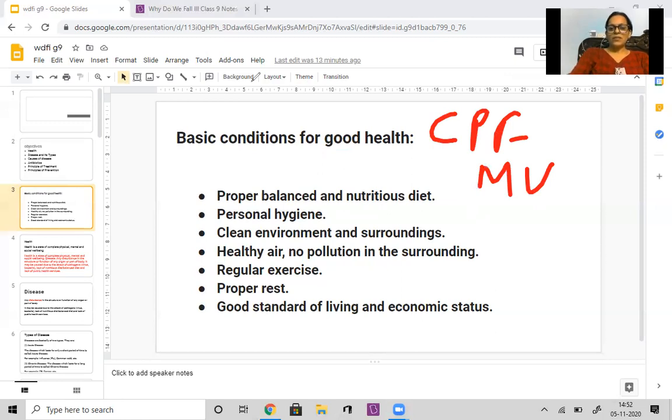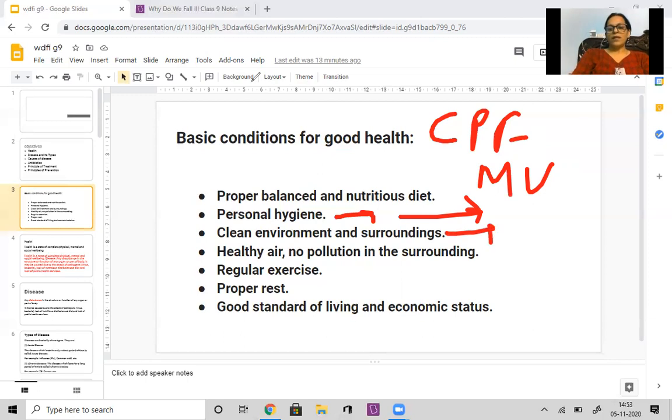Personal hygiene every day, in our everyday routine. We have to brush our teeth, we have to take a bath, we have to wear neat and clean clothes. Next is our surroundings has to be clean.